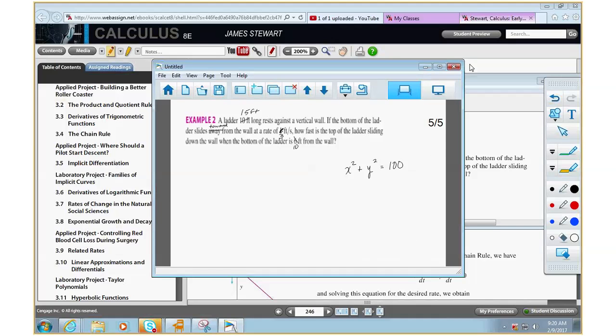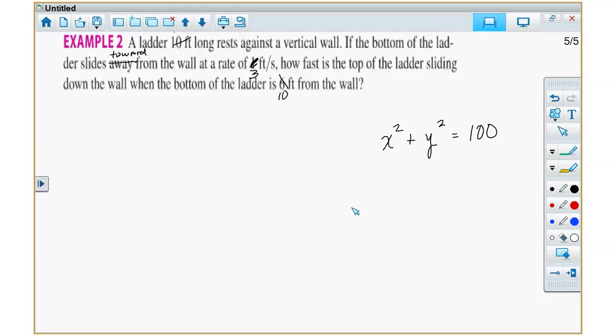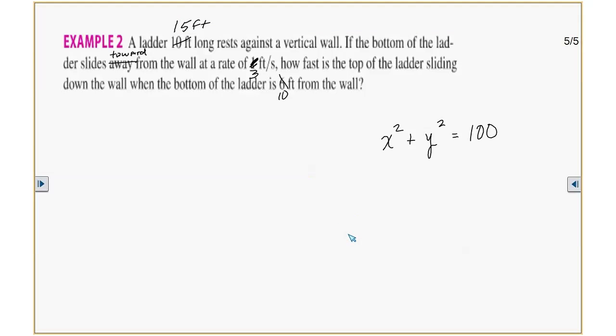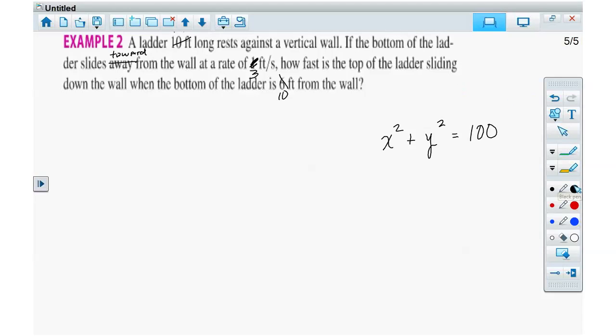Make sure you get this change right here. I'm going to get the roll in a second after y'all write down the problem. A ladder, 15 feet long, rests against the vertical wall. The bottom of the ladder slides toward the wall at a rate of 3 feet per second. How fast is the top of the ladder sliding up the wall when the bottom of the ladder is 10 feet from the wall? Y'all got that copied down or changed on Skype? Okay, I guess everybody's got it.